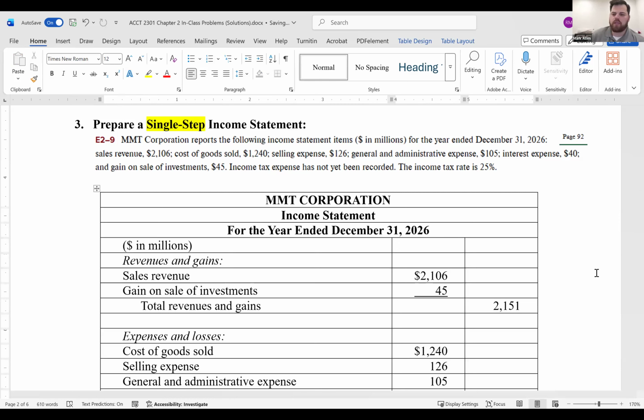Both income statements will give you the same amount for net income, but they serve a different purpose. The single-step income statement effectively lumps all revenues and gains into one number, and then all expenses and losses into one number, and then does one layer of subtraction, and we come down to income.